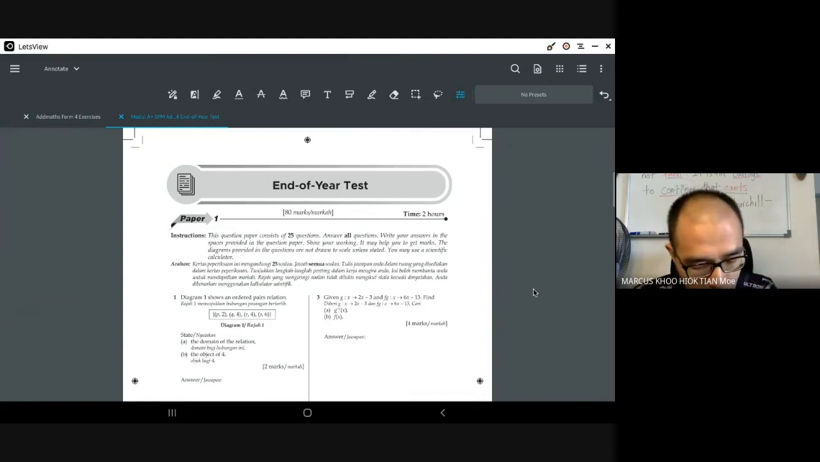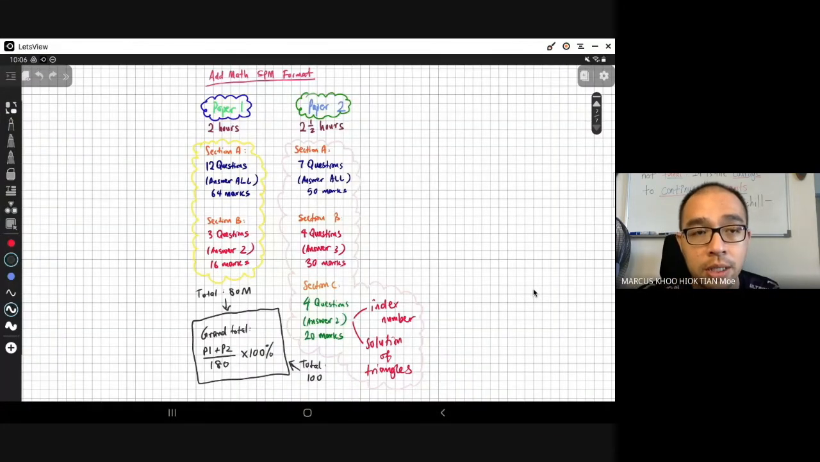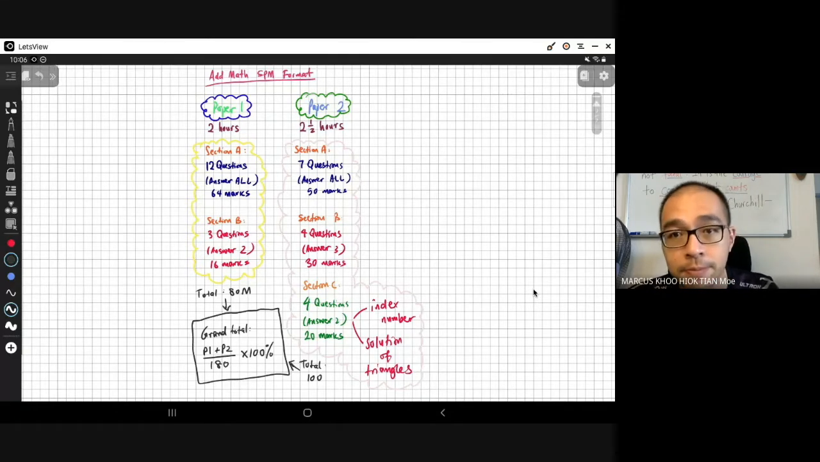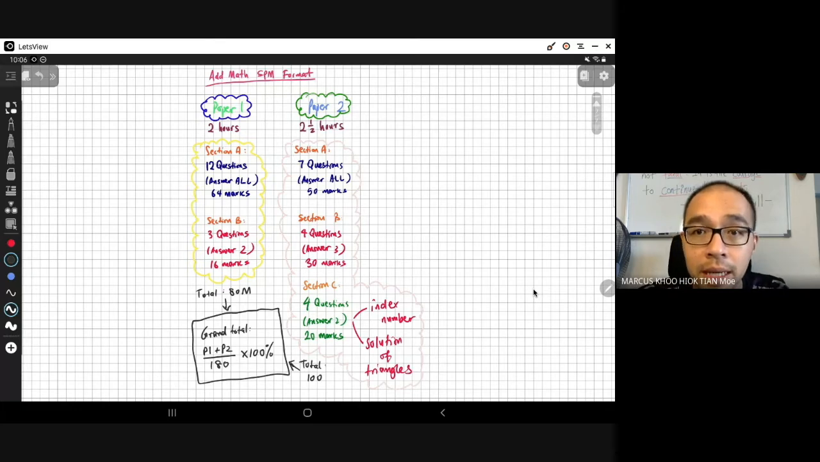All right. So before we begin, I think I should introduce to you the format for the exam. This is the real SPM format. If you take a look at this, it has 2 papers. The first paper is 2 hours, and the second paper is 2.5 hours.